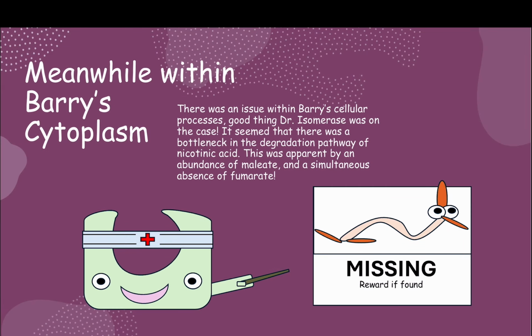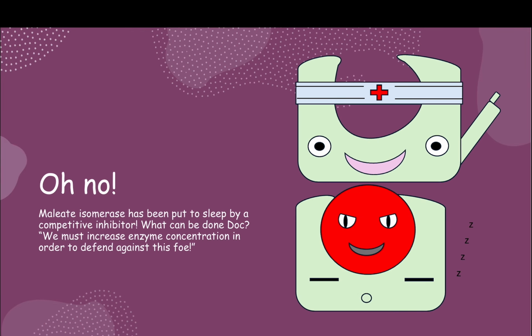Meanwhile, within Berry's cytoplasm, there was an issue within Berry's cellular processes. Good thing Dr. Isomerase was on the case. It seemed that there was a bottleneck in the degradation pathway of nicotinic acid. This was apparent by an abundance of malleate and a simultaneous absence of fumarate. Malleate isomerase has been put to sleep by a competitive inhibitor.